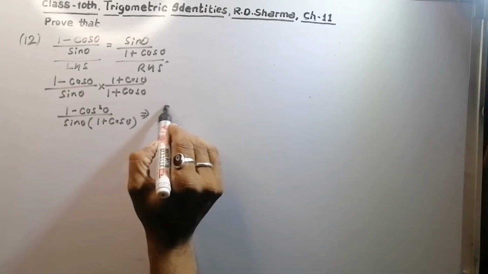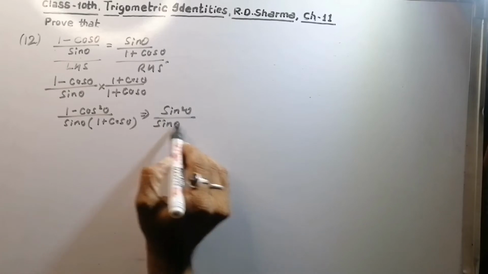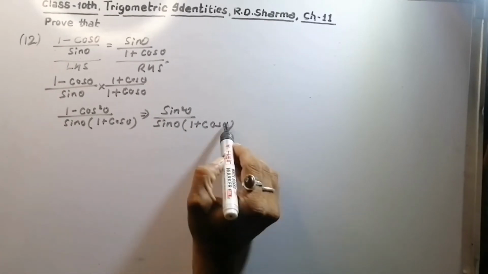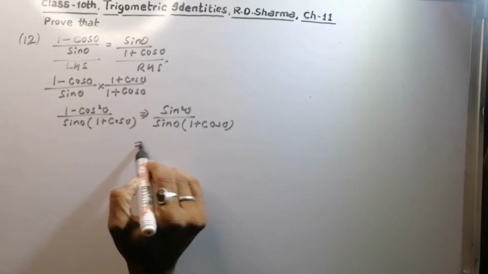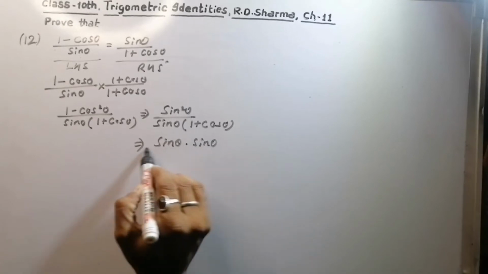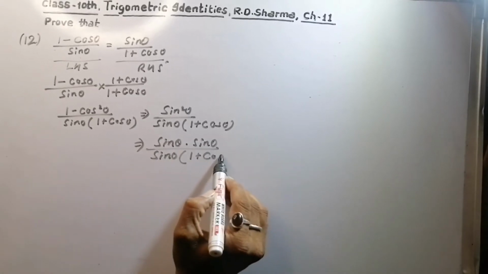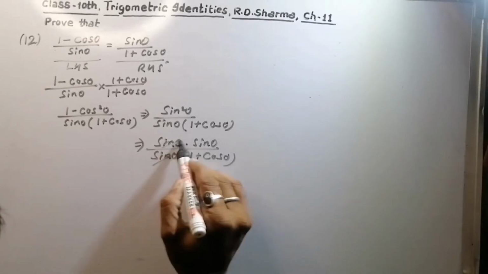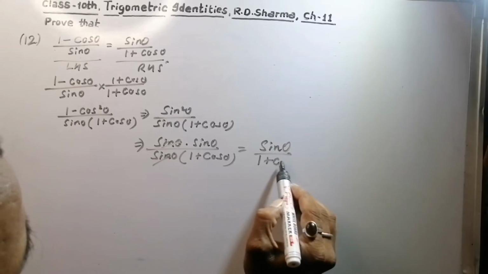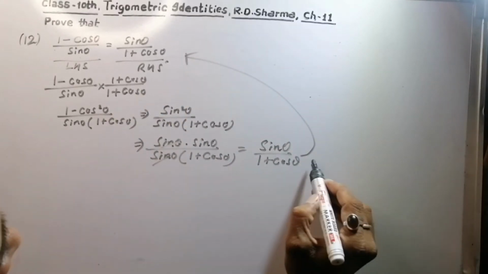So we can write here sin square theta upon sin theta in bracket 1 plus cos theta. Now one sin theta is divided by sin theta, so it becomes sin theta into sin theta upon sin theta 1 plus cos theta. Sin theta divided by sin theta, we get here sin theta upon 1 plus cos theta, so it becomes equal to the right hand side.